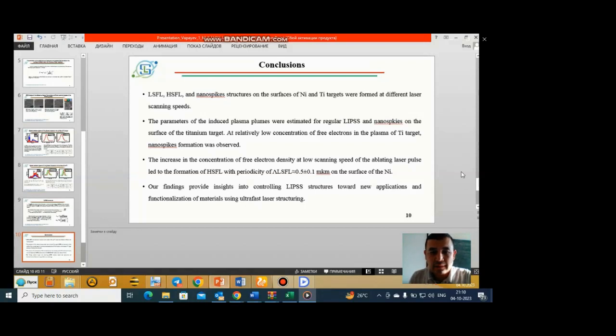laser pulse led to the formation of HSFL with periodicity LHSFL of 0.5 plus or minus 0.1 micrometer on the surface of nickel. Our findings provide insight into controlling LIPSS structure toward new applications and functionalization of materials using ultrafast lasers.